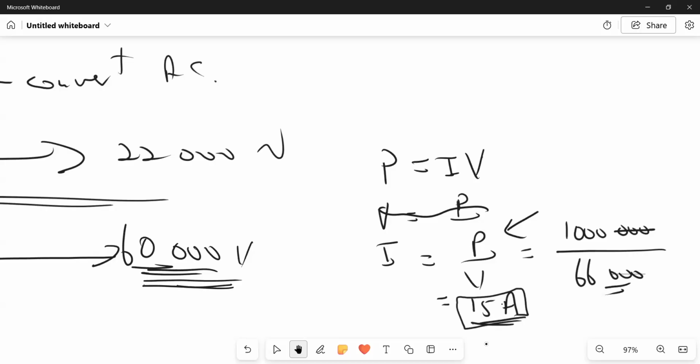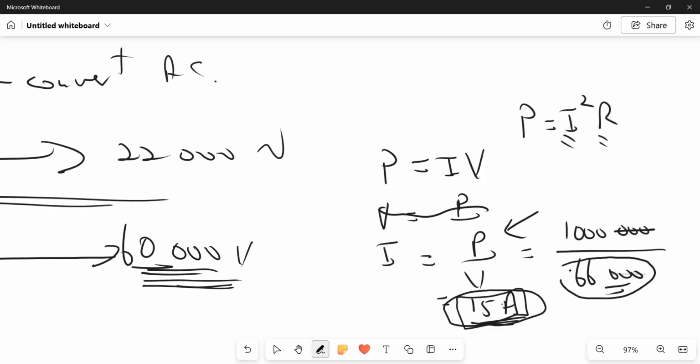Right? On the other hand, that's the current. So the power loss in the wire is going to be I squared R. It's not going to be so much, right? The current is very, very small. And the reason is that you were able to step it up to 66,000 volts using a transformer.